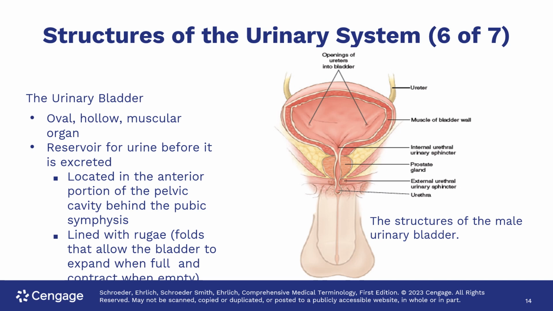Another structure is the bladder. That is a hollow and muscular sac that holds urine. It's in the anterior portion of the pelvis behind the pubic symphysis. There are many folds or rugae that allow the bladder to expand and contract to fill and empty. Here's a diagram of the bladder in the male.